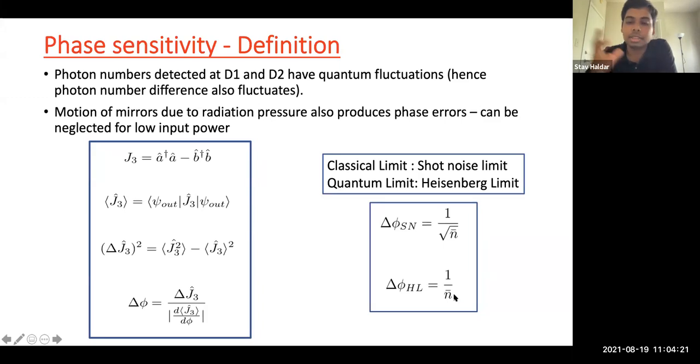Whereas in quantum mechanics, the amplitude and the phase are complementary variables, and therefore, if you look at the Heisenberg uncertainty limit, then you get delta n times delta phi is proportional to 1, and therefore that Heisenberg limit to the phase sensitivity is a higher scaling limit of 1 by n.